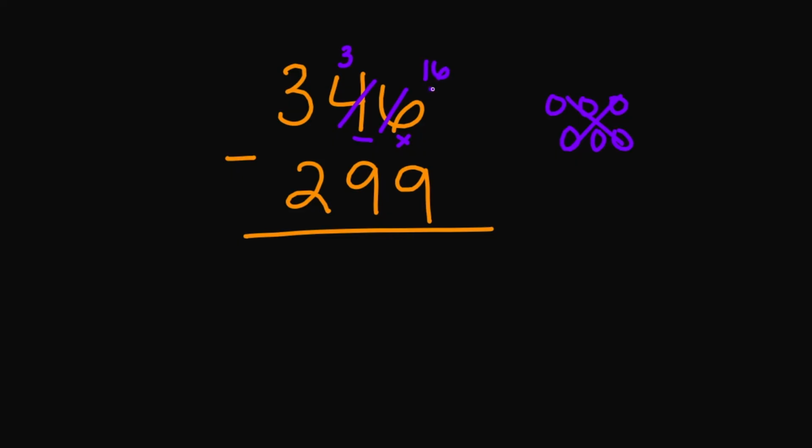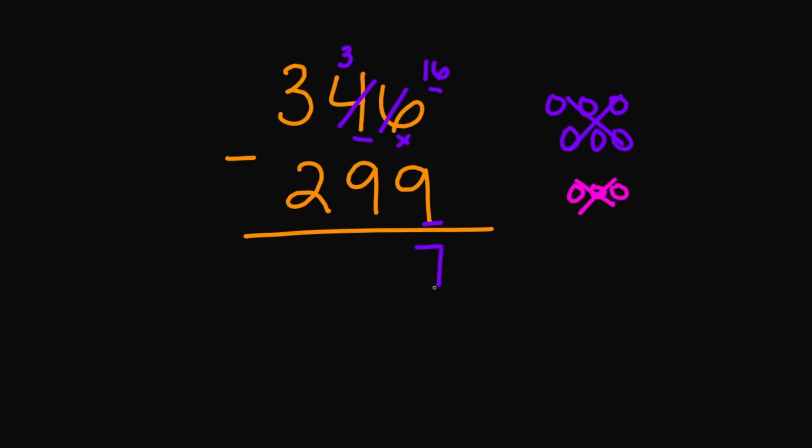So now you have 16 minus 9. That's going to give us 7. And then you have 3 minus 9. Uh-oh. I have 3 marbles in the tens place. I have 3 marbles and I'm trying to subtract 9. I don't have enough, right? So I'm going to go to the hundreds place now.